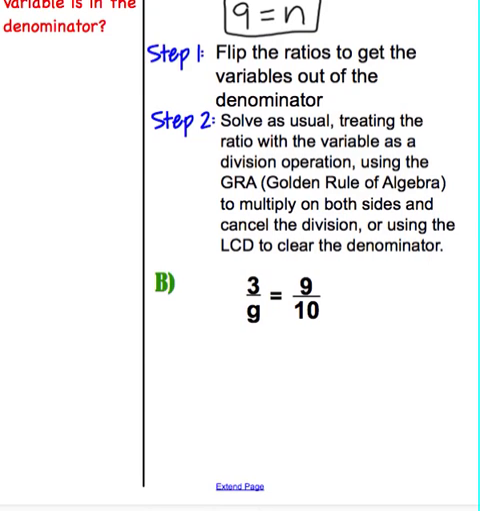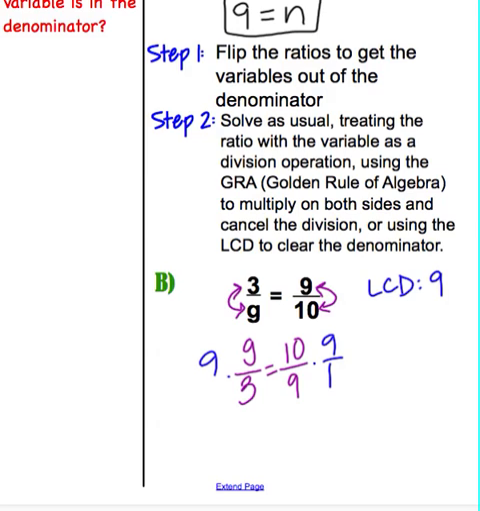We have 3 over g equals 9 over 10. So I'm going to start by flipping the ratios and swapping their places, giving me g over 3 equal to 10 over 9. So then I can go ahead and use my LCD. In this case, the LCD of 3 and 9 is 9. So I'm going to multiply by 9 over 1 on both sides.